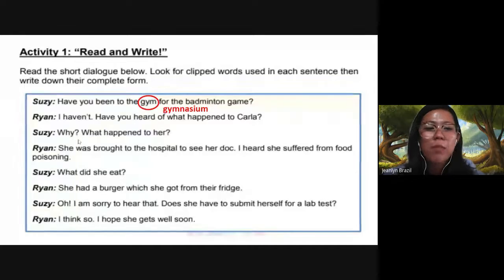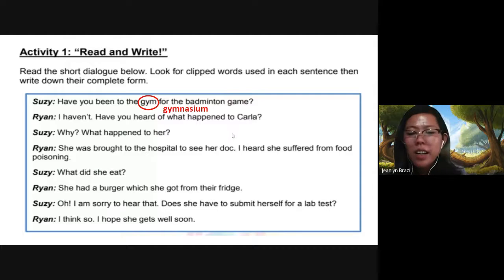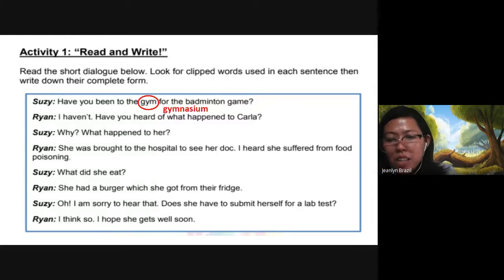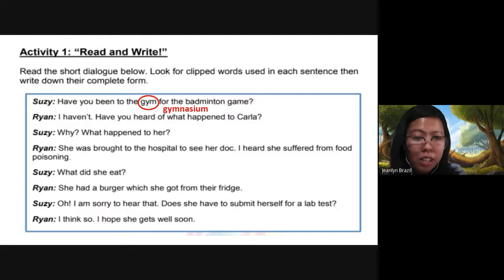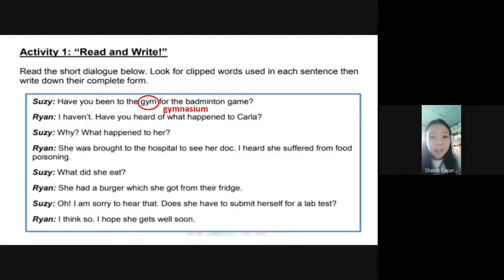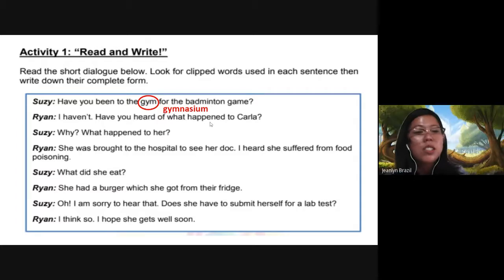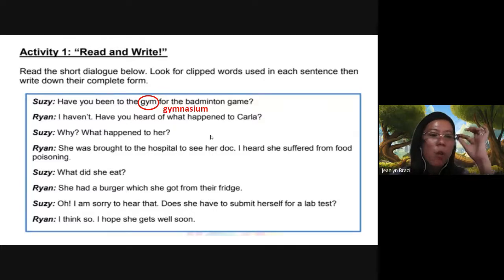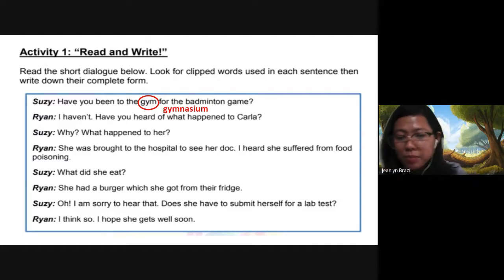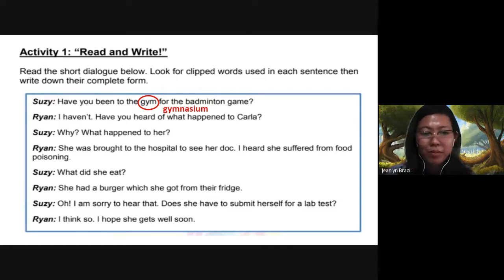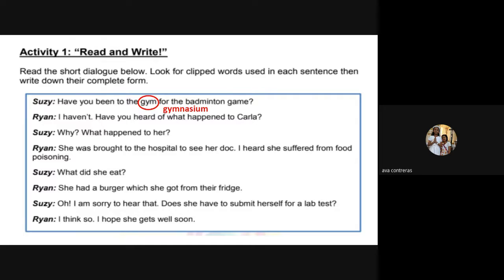Next, second sentence. I haven't. Have you heard of what happened to Carla? Is there a clip word here in this sentence? What do you think? Yes, Shandy, do we have here a clip word? No, I don't think so. Yes, you're correct. There is no clip word here. Okay, now let's proceed to the third sentence. Why? What happened to her? Is there a clip word here? What do you think? Ava? No. Okay, you're correct. There is no clip word here.